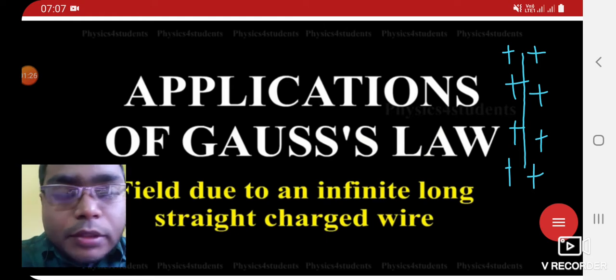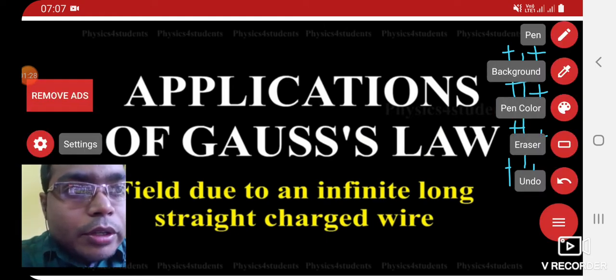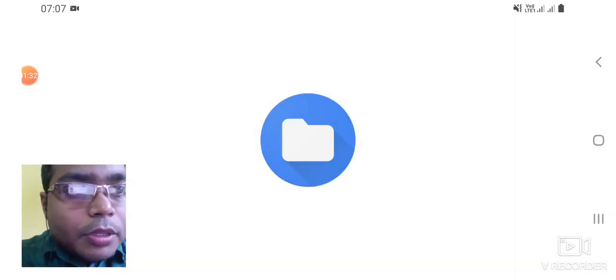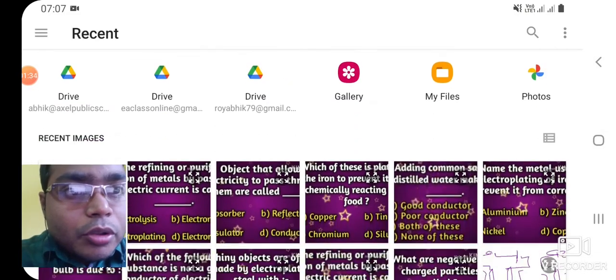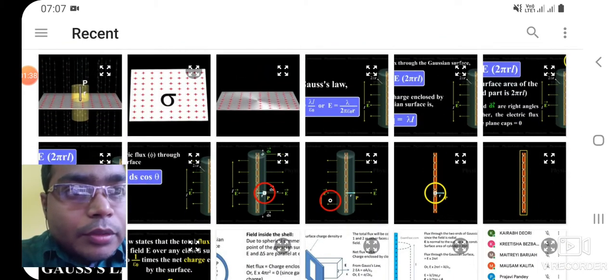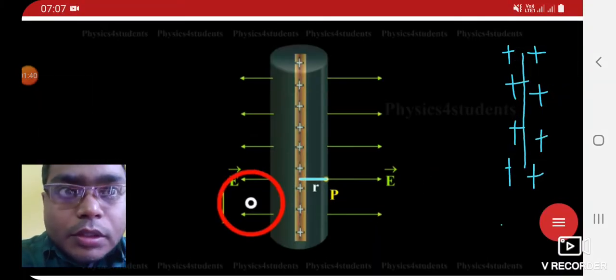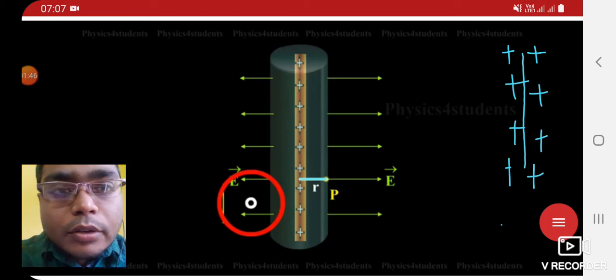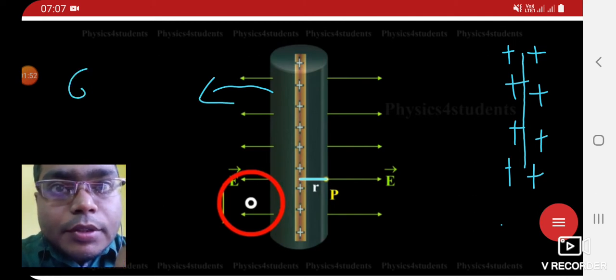Before applying the Gauss law, what are the important steps that we need to remember? The first step, in order to apply the Gauss law, is to consider the Gaussian surface, right? Here you can see that we have taken the charged wire of uniform charge distribution and we have taken the Gaussian surface. This Gaussian surface is cylindrical in shape.